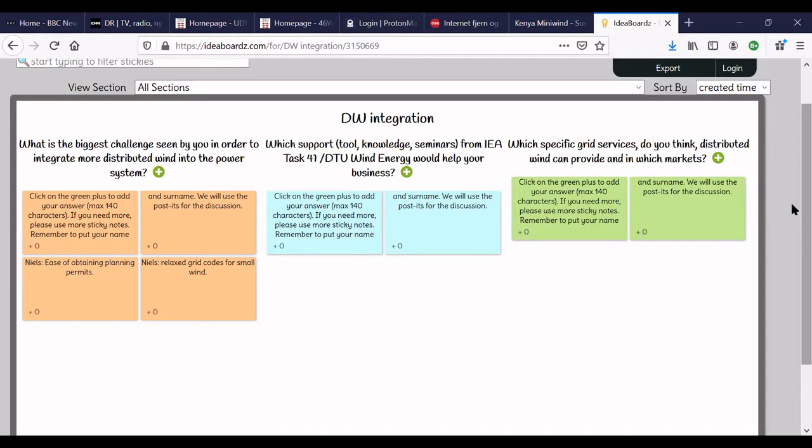And then the second one is which support or what sort of tools or knowledge do you think from IEA Task 41 or us from DTU Wind Energy would help you in your business for integrating more distributed wind into the system? And this could be obviously both at the distribution level, but it could also be in isolated grids or mini grids or hybrid systems. And then the third question is which specific grid services do you think that distributed wind could provide and in which markets?